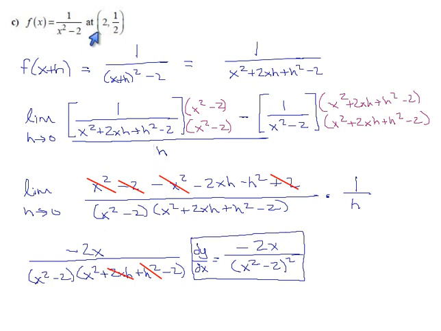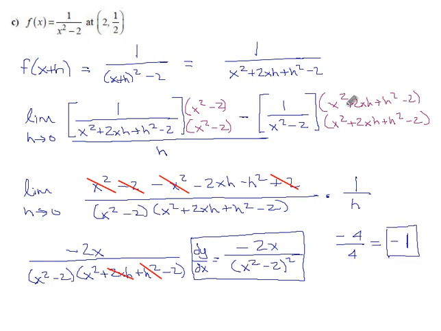What we actually want is the derivative when x equals 2, so we can put that in. We get minus 2 times 2, and down here 2 squared is 4, minus 2 is 2, squared is 4 again. Minus 4 over 4 tells us the slope of the tangent line is minus 1.